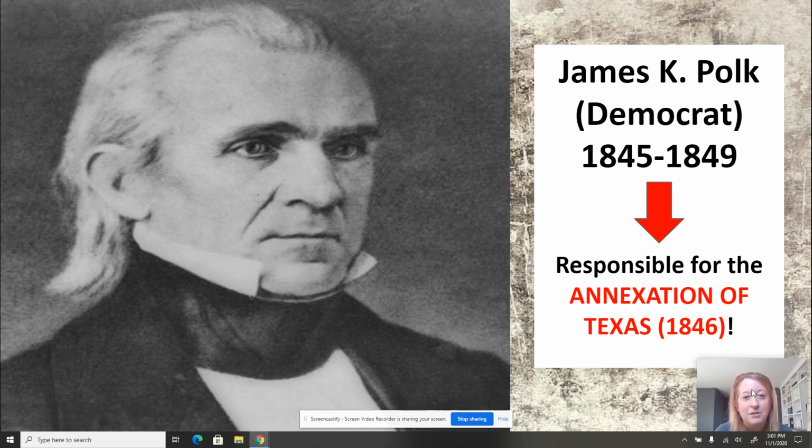Of course, as you can imagine, this does not bode well for the Mexican government, and there will be cries for war in 1846, and very shortly thereafter, the Mexican-American War will break out in direct response to the official annexation of Texas.